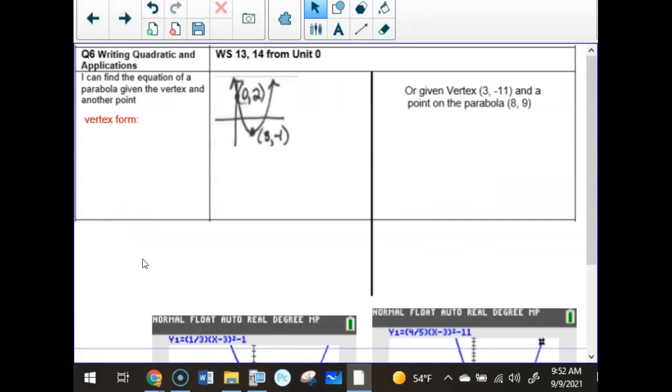This is vertex form. Anybody remember how this goes? If this says, I think it says 3, negative 1, what are those 2 points called if that's the vertex? Guys, this is not that tricky. We just got to remember how it went. The vertex is H and K, and we're going to use that other point, whatever we have, to plug in for X and Y. And what are we trying to find?